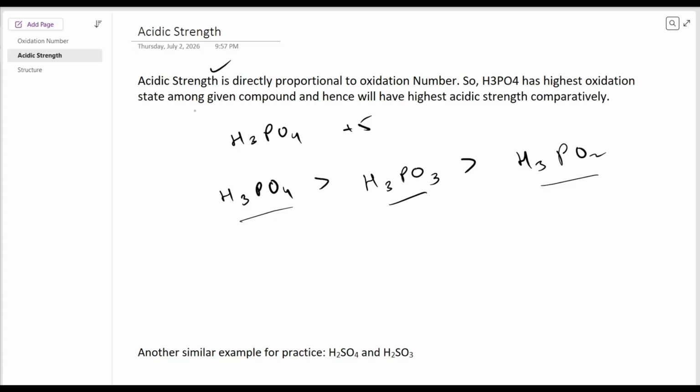Now you can practice the similar thing for sulfuric acid and sulfurous acid. Now coming to structure.